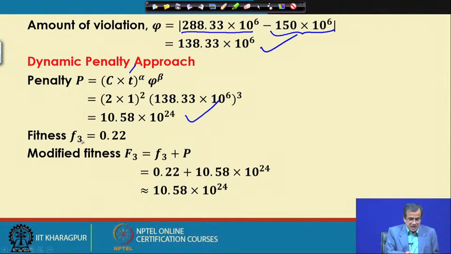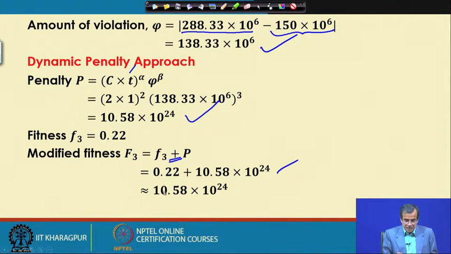And that is why the original fitness f3 is calculated as 0.22. Now, we go for the modified fitness. This is a minimization problem, a weight minimization problem, and that is why this penalty term has to be added. If you add this penalty term, the modified fitness capital F3 is nothing but small f3 plus P, and if I substitute the numerical values.